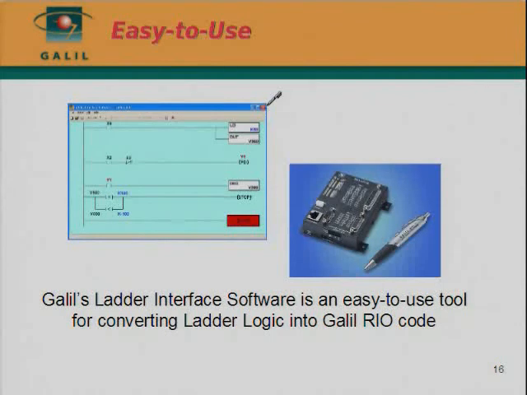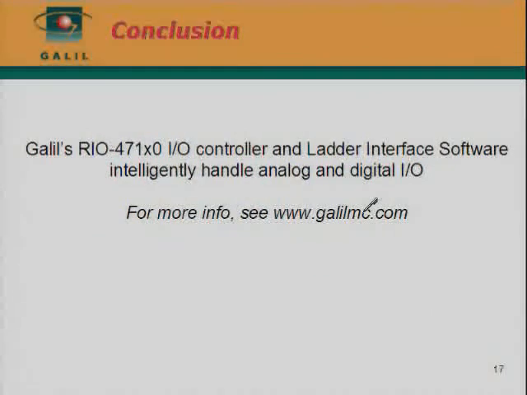Galil's ladder interface software is an easy-to-use tool for converting ladder logic into Galil RIO code. The user graphically enters an I/O routine into the software, which then outputs optimized and deterministic code to run on the Galil RIO controller. With this tool, the entire machine operation may be quickly and easily designed, developed, and implemented. In conclusion, Galil's RIO 471X0 PLC and ladder interface software intelligently handle analog and digital I/O. Please see Galil's website at galilmc.com for more information.